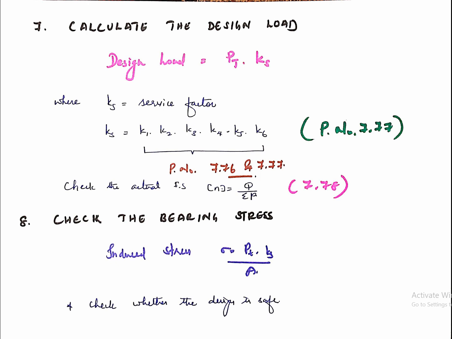Once you find all those values, you need to substitute them and find the design load. Once you get the design load, the next step is to find the factor of safety.